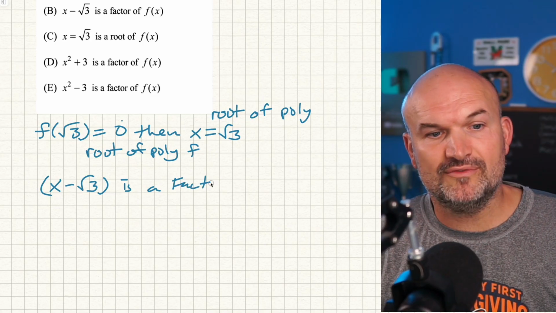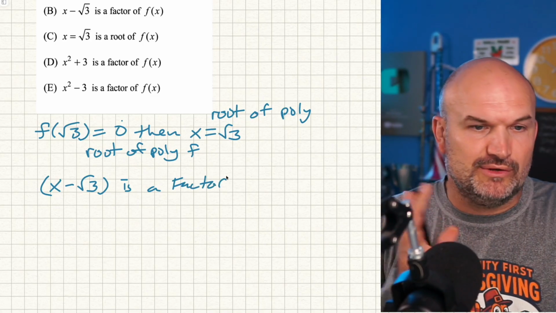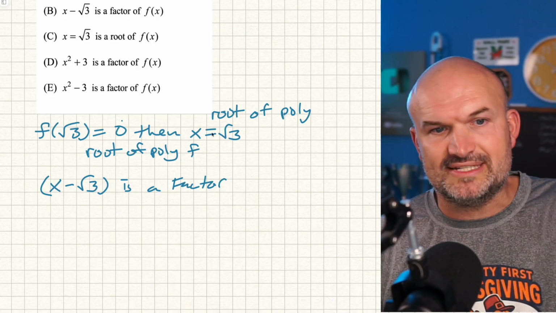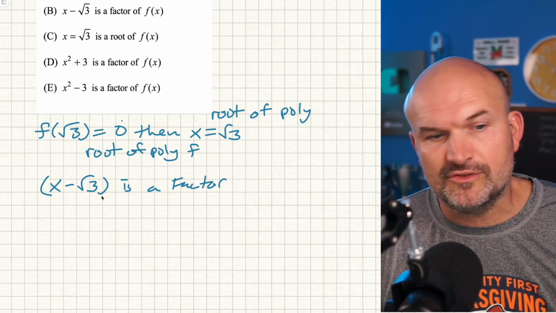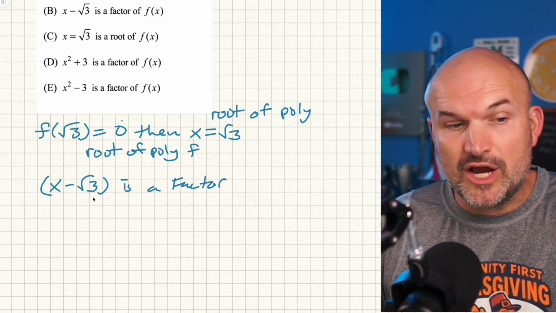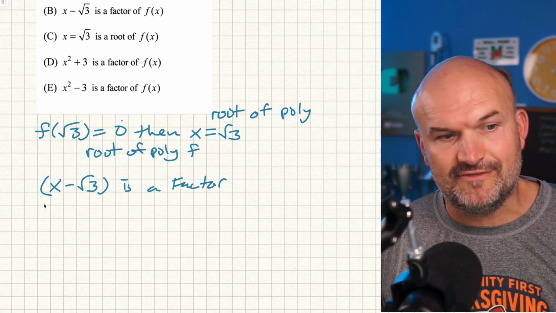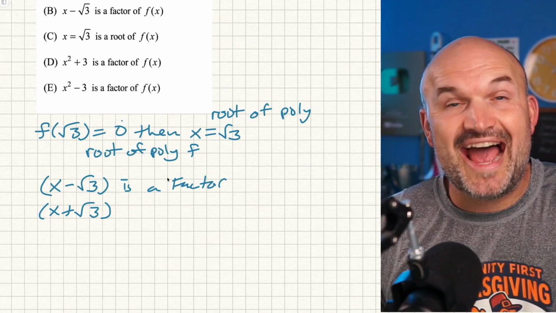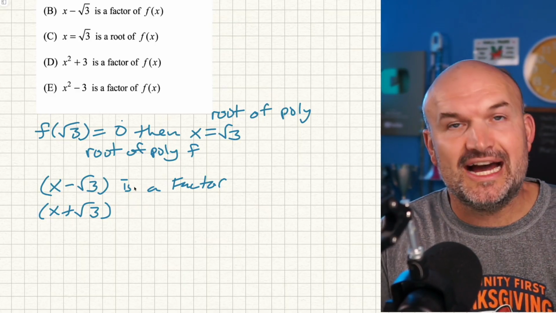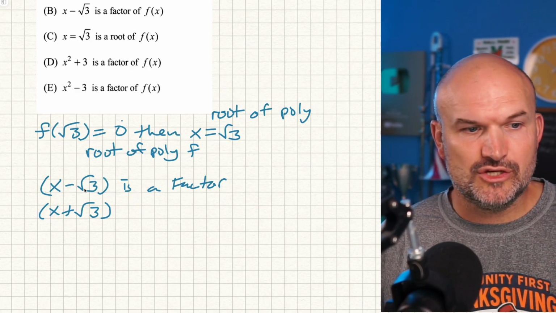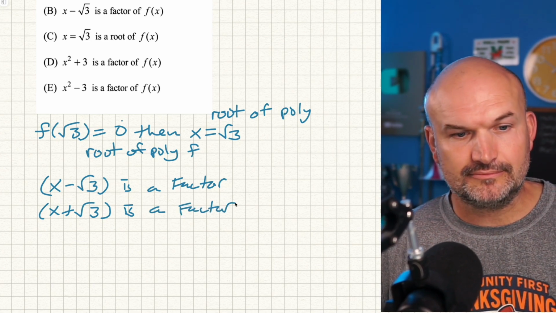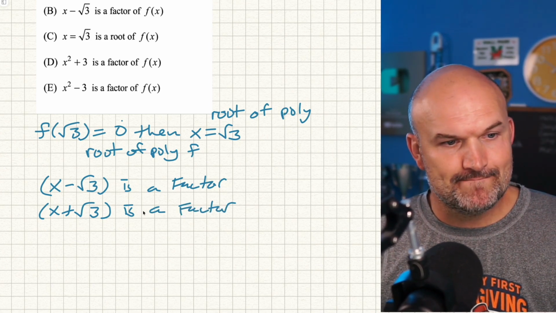Right? That is going to be our definition of the relationship between factors and zeros. If we know x equals square root of 3 is a root or a 0, then we know x minus square root of 3 is a factor. And if we know that x minus the square root of 3 is a factor, then we know x plus the square root of 3 also has to be a factor, right? Because conjugate pairs have to exist. So we know this is a factor, and we know this is going to be a factor. And that's about all I got.